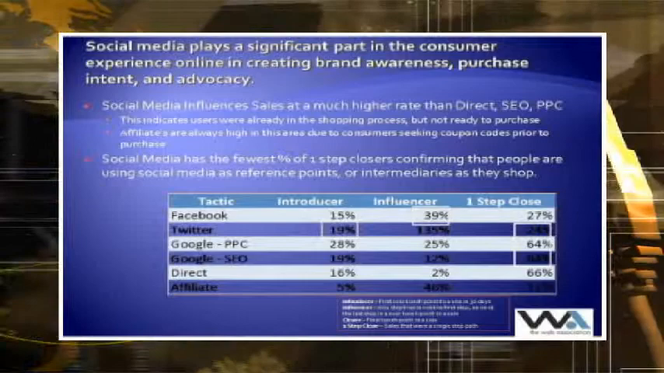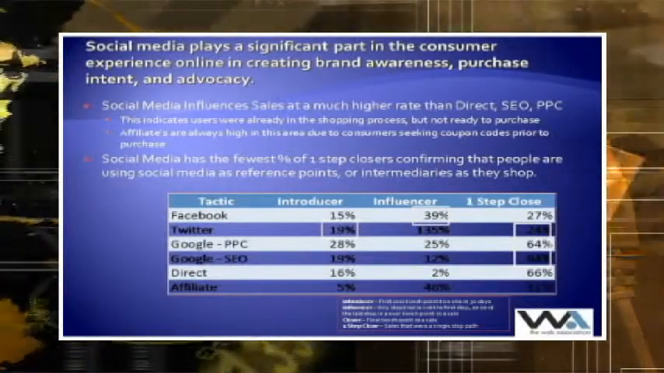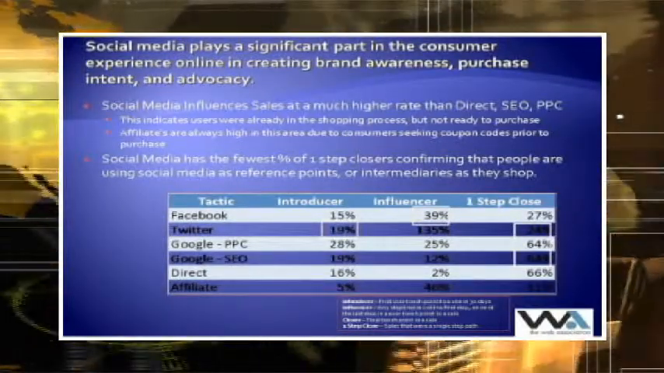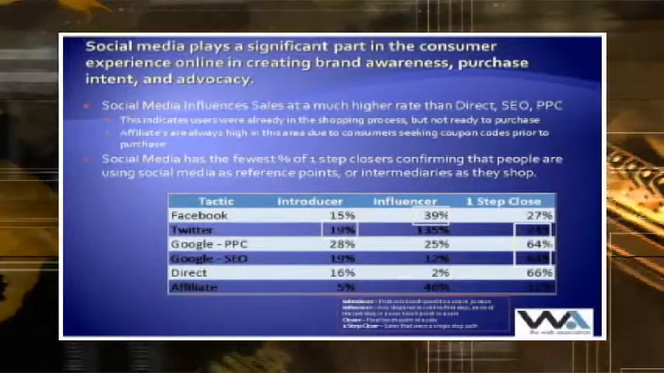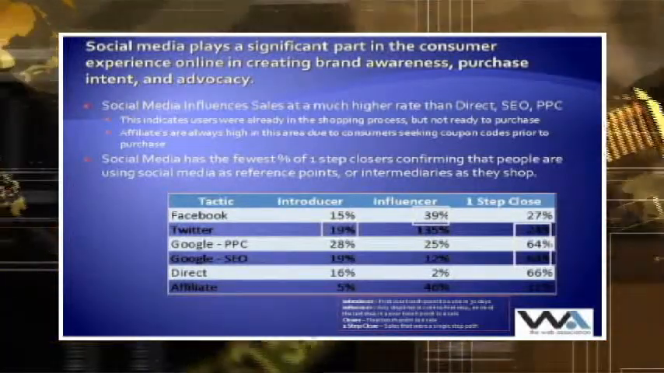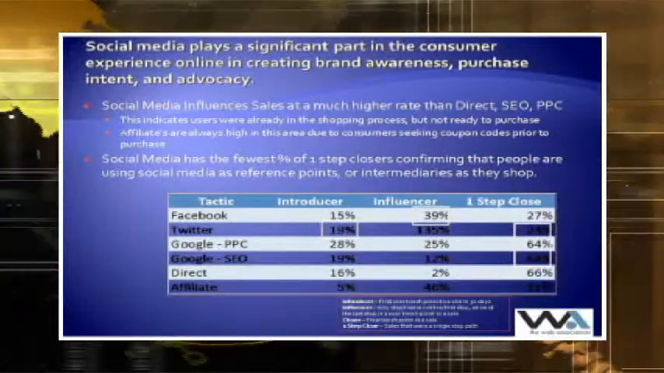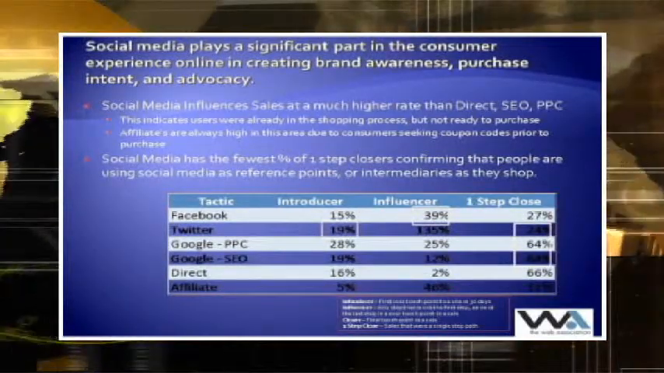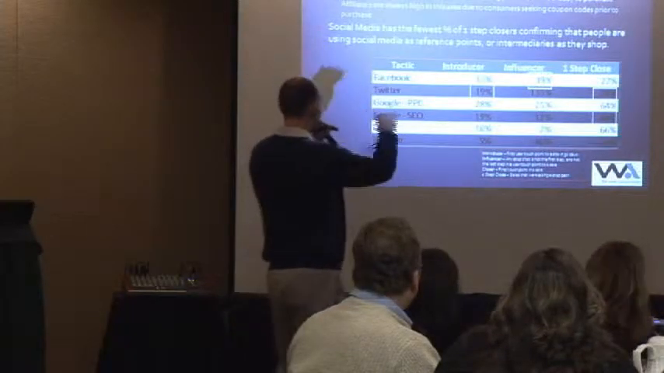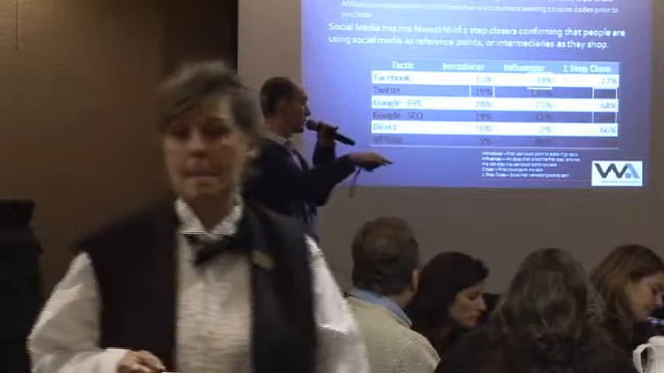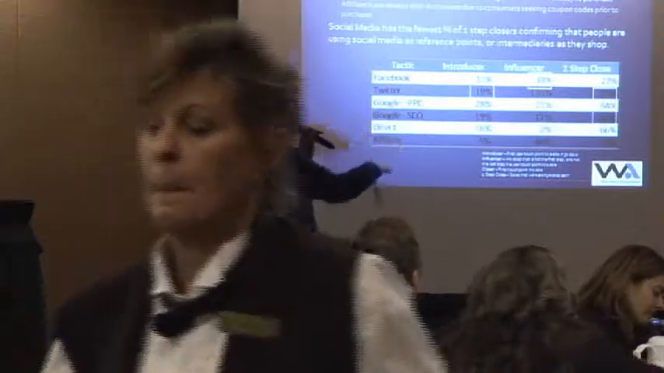So one of the ways that we track this at Rosetta is in 3 major buckets, which is introducer, influencer, and closer. So if we just think about all those interactions and touch points and bring them together, if it was the very first touch point, it's an introducer. If it's anywhere in the middle, it's an influencer, and if it's the last thing, it's a closer. And so we broke it down into these basic buckets: Facebook, Twitter, Google paid search, organic search, direct and affiliate.